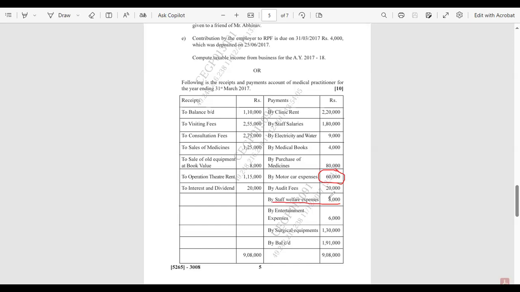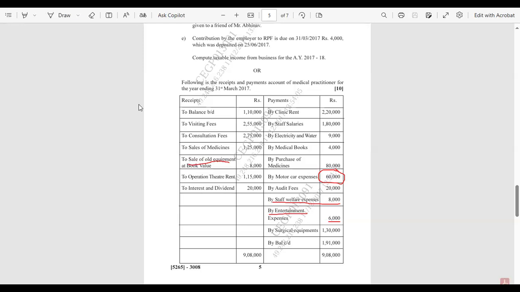Then entertainment expenses 6,000. Again, the entertainment expenses are not a business activity because I'm not an entertainer. I'm doing the business of medical practice. So again, 6,000 is not allowed. Surgical equipment, yes, it is allowed. Now coming to the sale of equipment, this is not part of business. Even though I'm selling the equipment, my business is to deliver medical practice. So if I received income by selling an asset, I should not add it to business income.